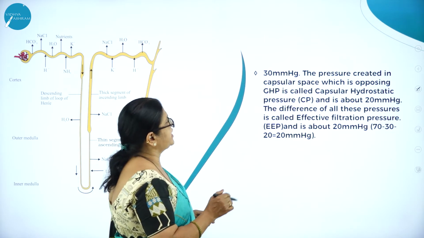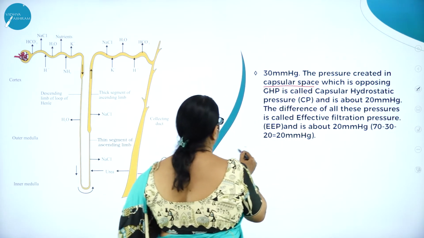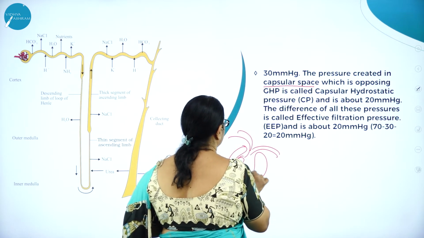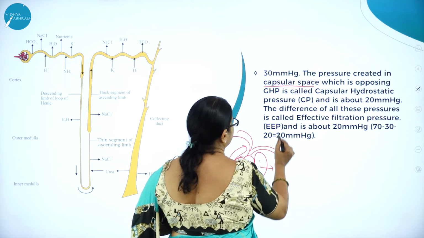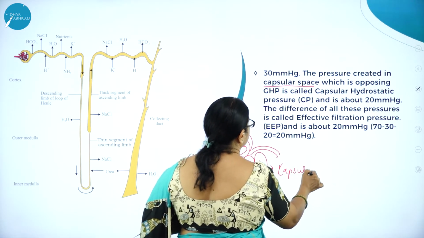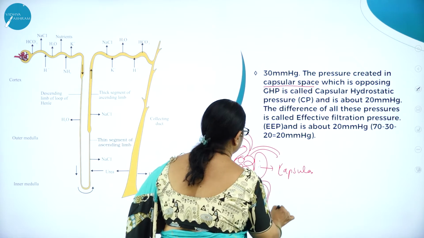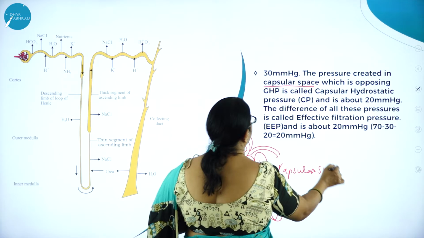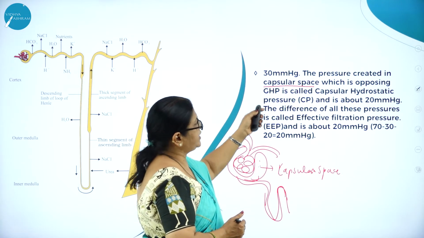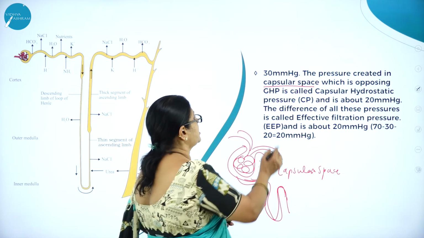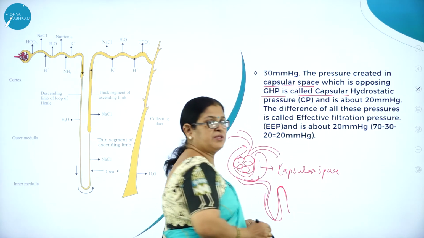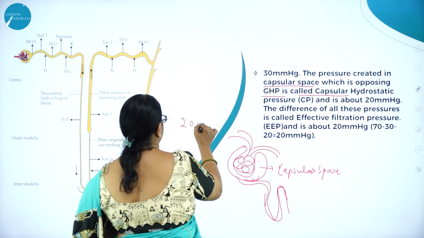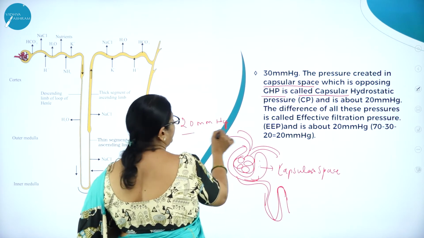The pressure created in the capsular space, that is the Bowman's capsular space, which is opposing GHP, is called capsular hydrostatic pressure, CP, and it is about 20 mmHg.